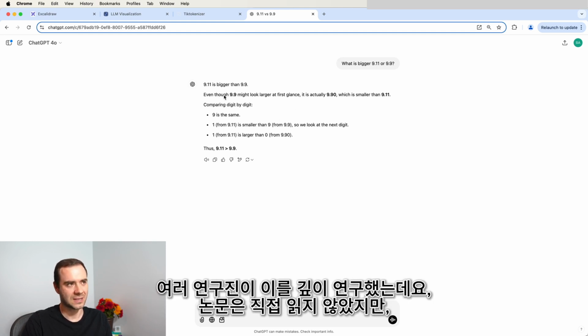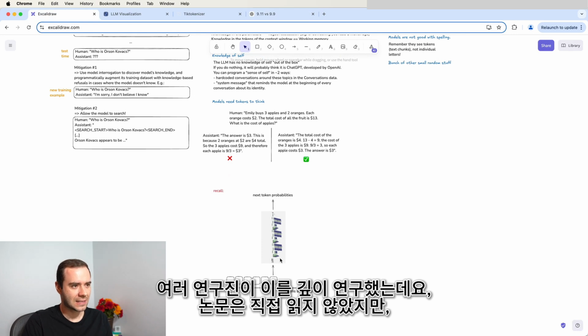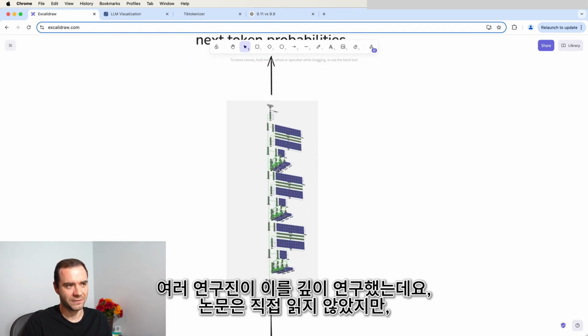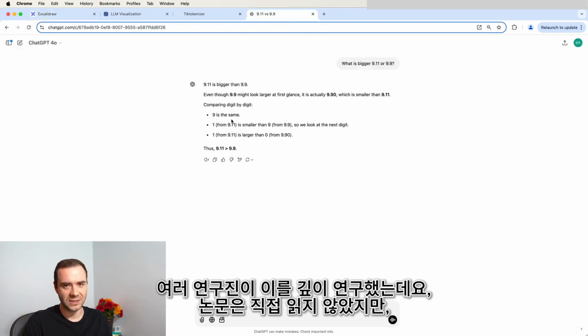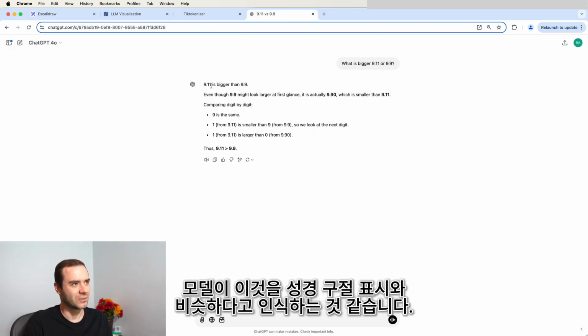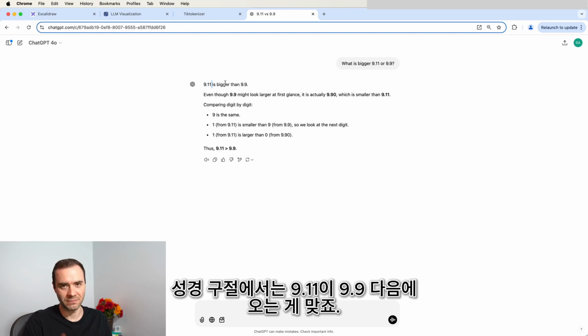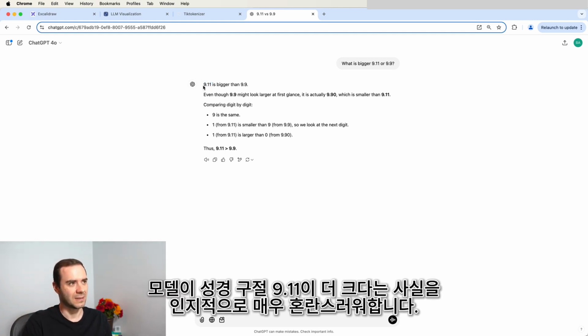It turns out that a bunch of people studied this in depth, and I haven't actually read the paper, but what I was told by this team was that when you scrutinize the activations inside the neural network, when you look at some of the features and what features turn on or off and what neurons turn on or off, a bunch of neurons inside the neural network light up that are usually associated with Bible verses. And so I think the model is kind of reminded that these almost look like Bible verse markers. And in a Bible verse setting, 9.11 would come after 9.9. And so basically the model somehow finds it cognitively very distracting that in Bible verses 9.11 would be greater.